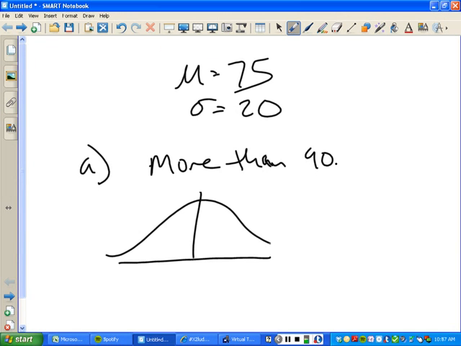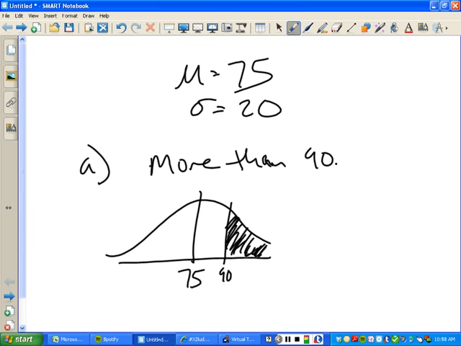First thing you better do is draw your picture. Mean goes in the middle, 75. More than 90, 90 is on the right-hand side. Remember that this acts as a pseudo number line. If you ever get confused about where 90 is, and it happens, I've seen a lot of people who don't know where 90 goes. It makes a big difference which side you put it on. Why? Because more than 90 is this side. That's a small area, and that's going to become important when we start to look values up on the chart.